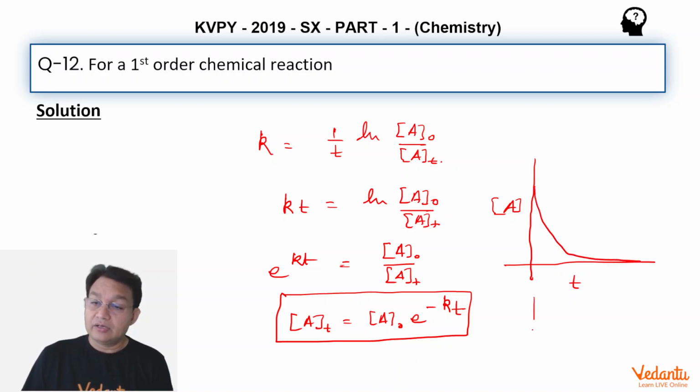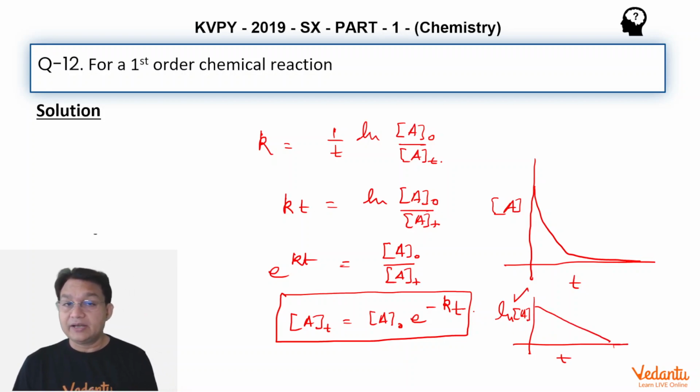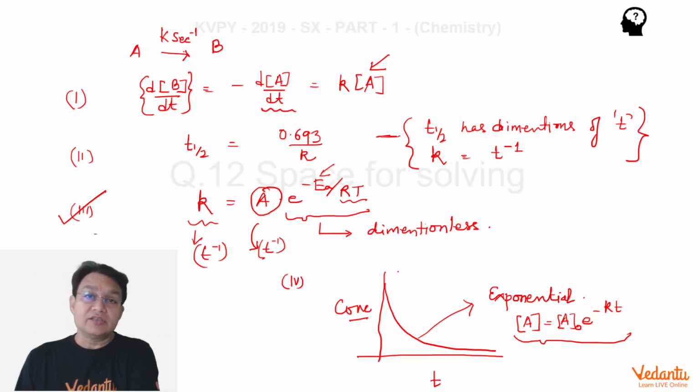And if you plot ln of A versus t graph, that is of course linear. So this particular graph is used for predicting whether it is a first order reaction or not. So a very common question from the first order, very common question. This is the solution.